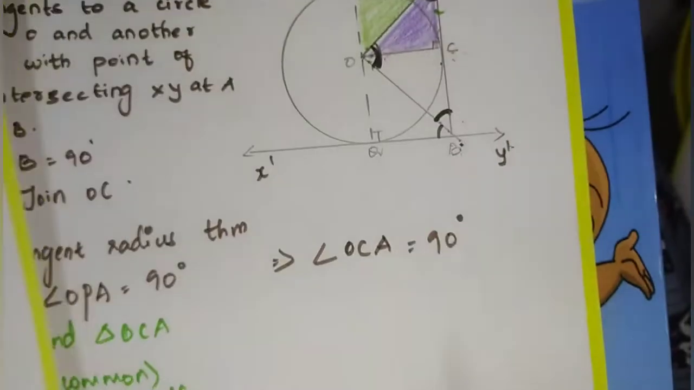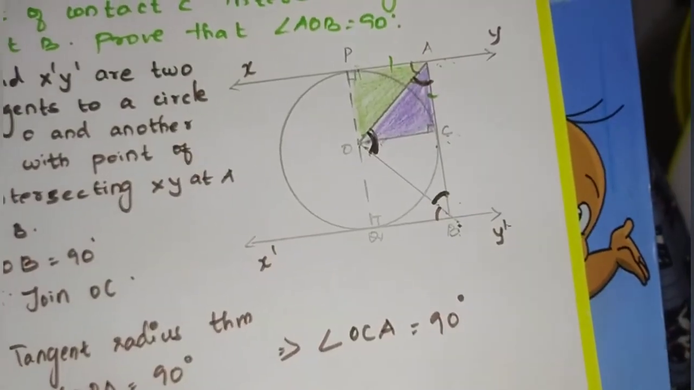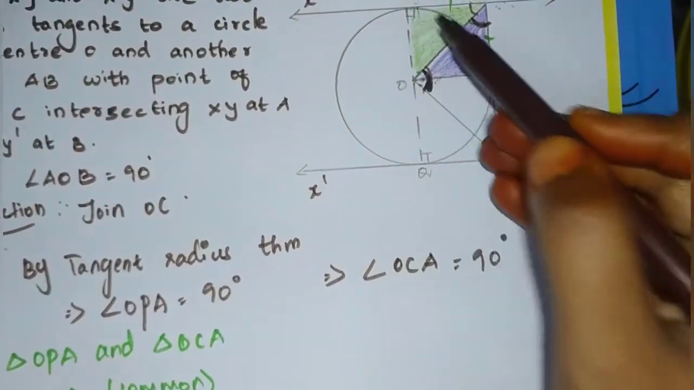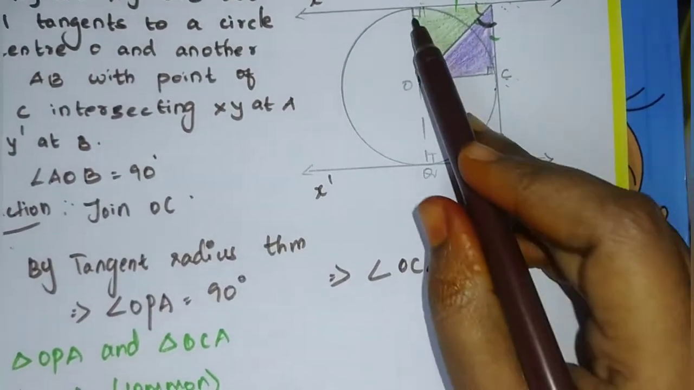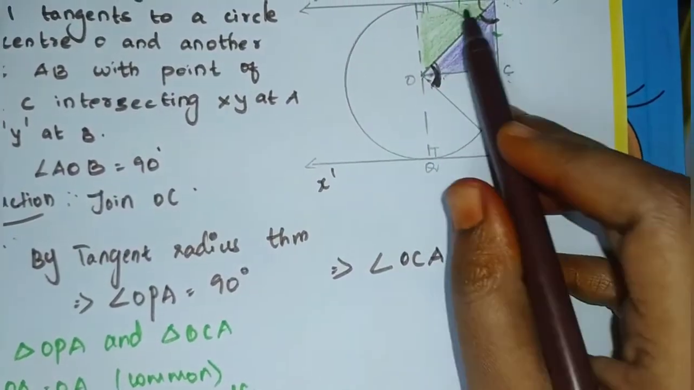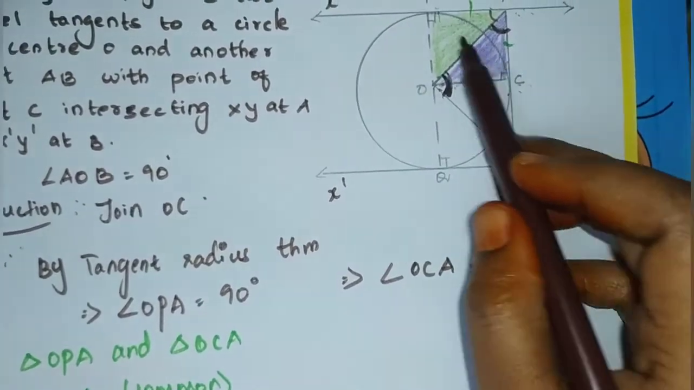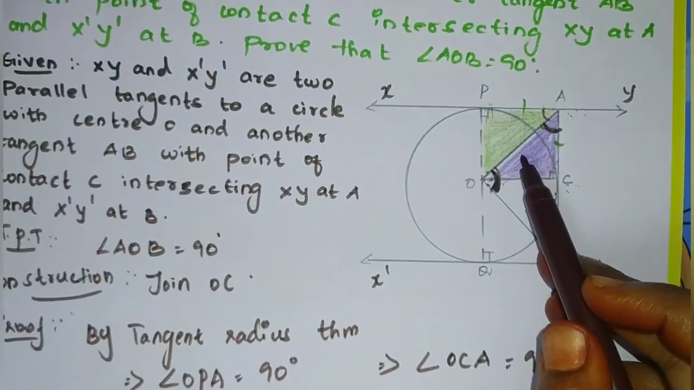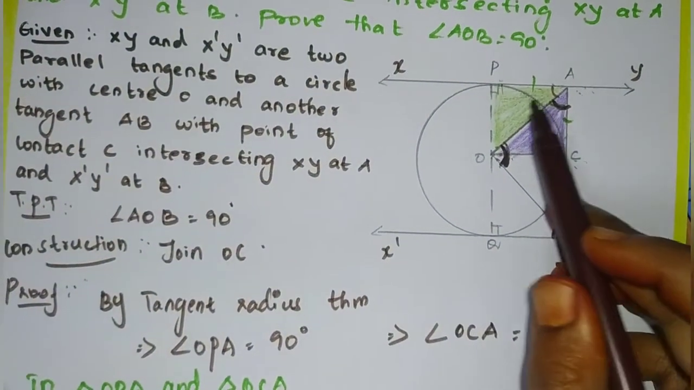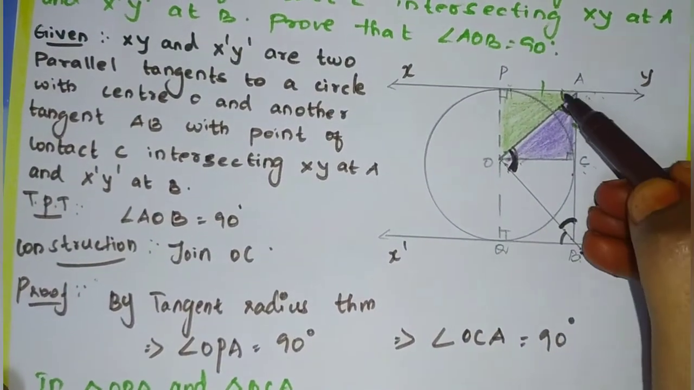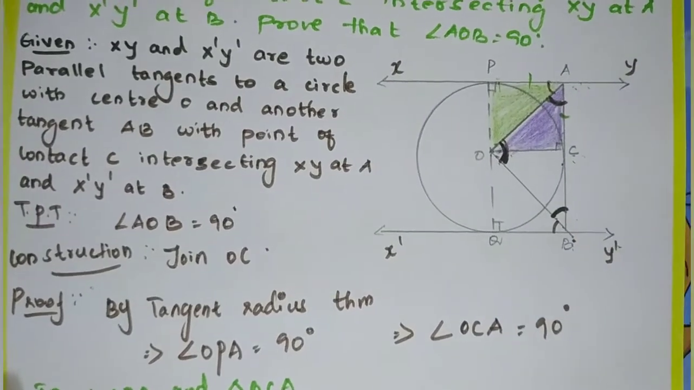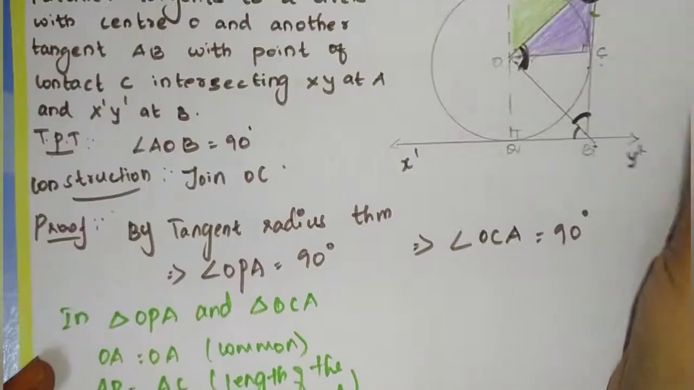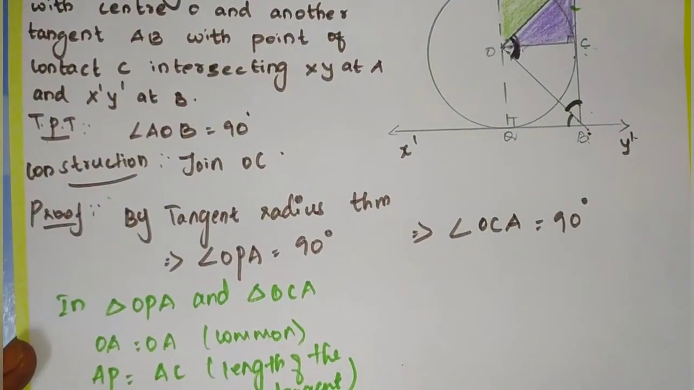It is very easy, but you have to understand. First, what we have taken: this is 90 degree and this one is 90 degree. Since these two angles are 90 degree, I am going to take the two triangles and prove that the two triangles are congruent. Since they are congruent, I can tell that these two angles will be equal by CPCT. By CPCT, we can tell that.